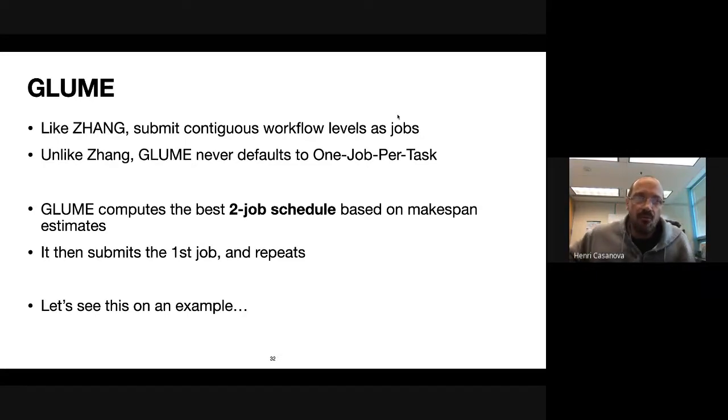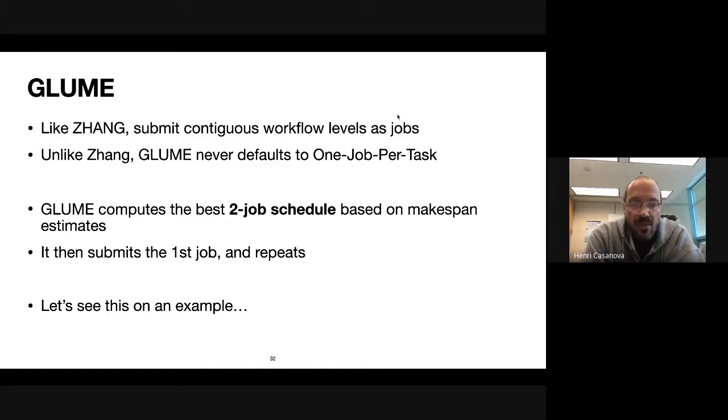So at the surface, it looks a lot like Zhang. Of course, there are not that many ways of doing this. Like Zhang, we submit contiguous workflow levels as jobs. But unlike Zhang, we decided to never default to one job per task. That way, GLUME is absolutely agnostic to the job cap. Right? At most, there are two jobs in the system. So therefore, we should work really well, regardless of the job cap.